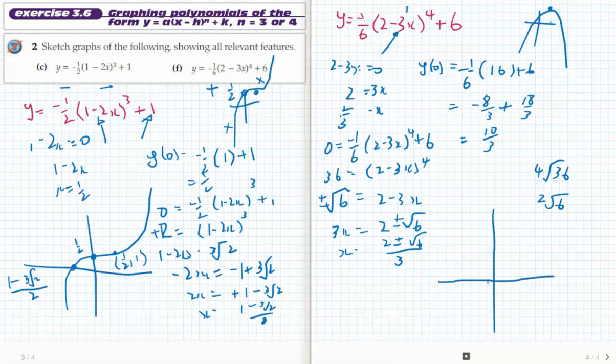I know that's positive, so I know that it comes up here like this. There's a turning point, which is 2/3. Like that. Okay, there is my quartic.